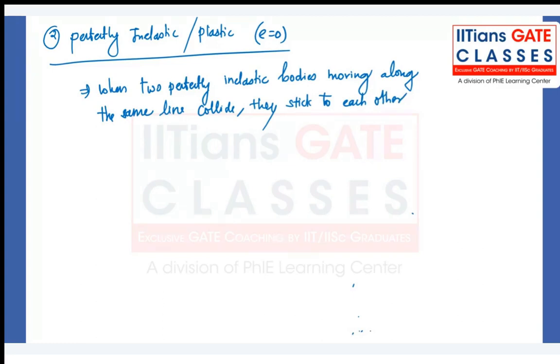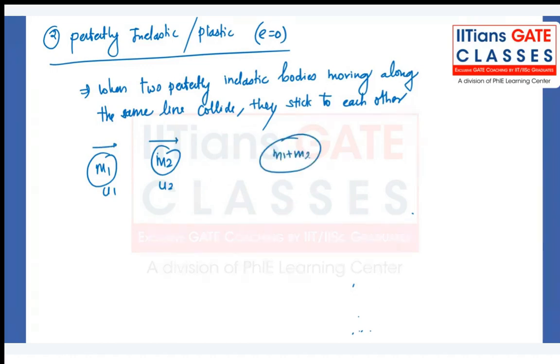So, as I said, mass m1 moving with velocity u1, it's colliding with mass m2 moving with velocity u2, and after the impact, let's say m1 plus m2 is the combined mass moving with velocity v. Okay, like this, for example.